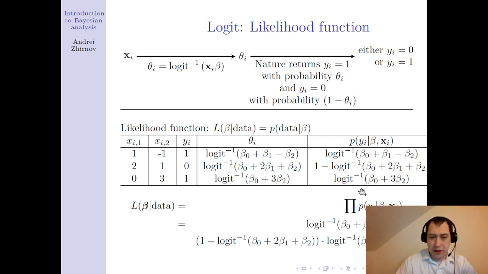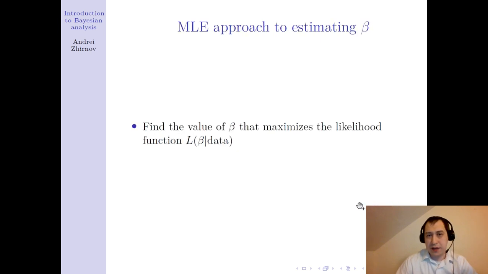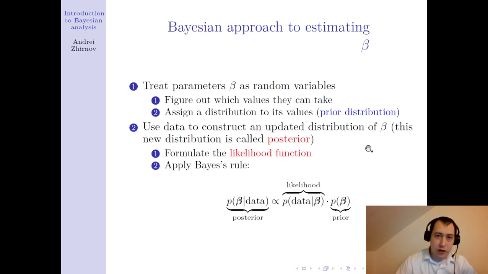So what can we do with this function? Well, if we were to use the maximum likelihood estimation approach, we would try finding betas such that they maximize this likelihood function. In the Bayesian context, we are going to use the likelihood function in a different way. As discussed earlier, in the workflow of Bayesian analysis, we are going to start by treating each parameter as a random variable. We are going to figure out which values they can take and assign a probability distribution to each of those parameters. That's going to be the prior distribution. Then, according to Bayes' rule, the posterior distribution is just a combination of the likelihood and the prior according to this formula.